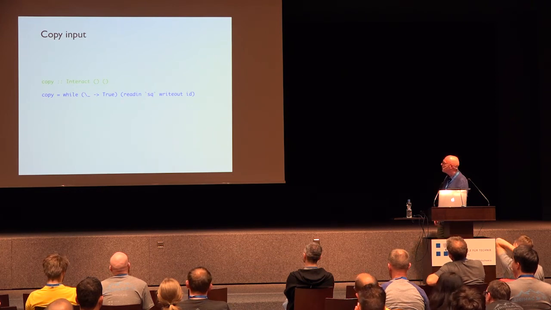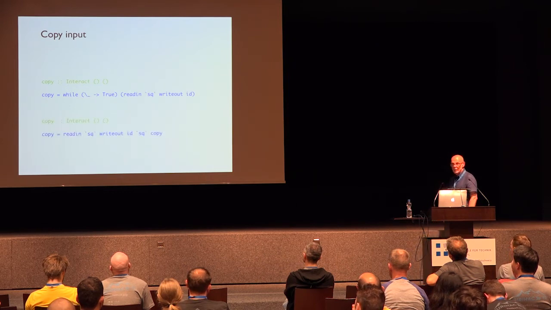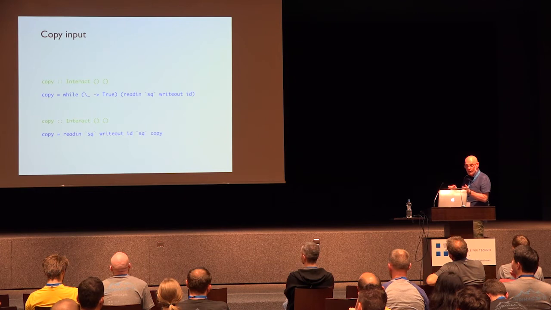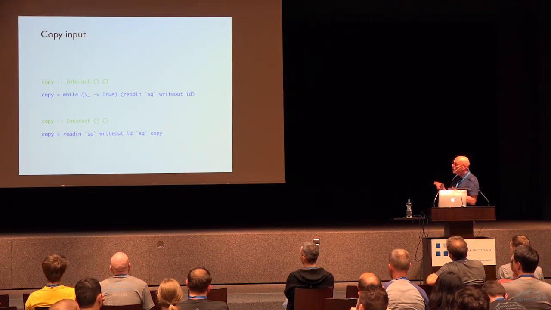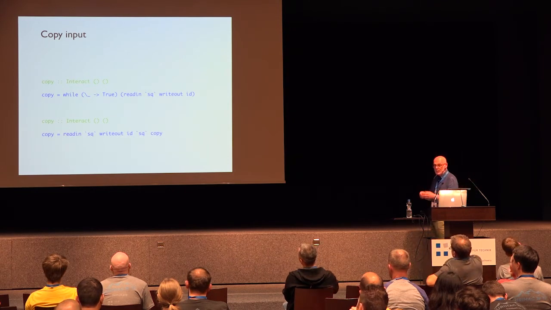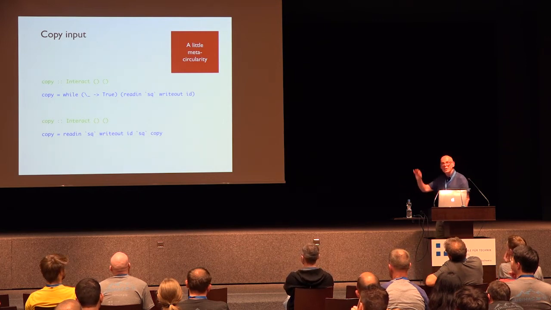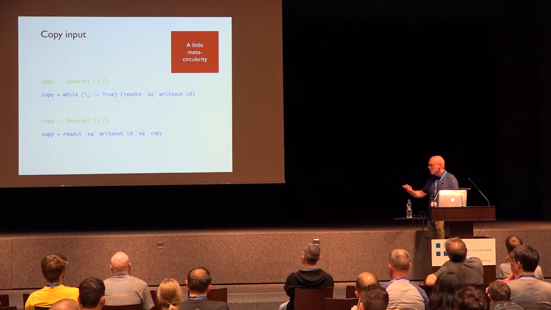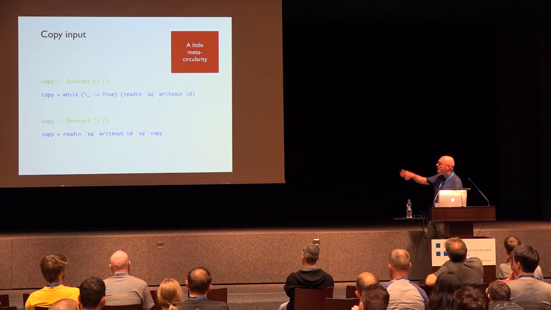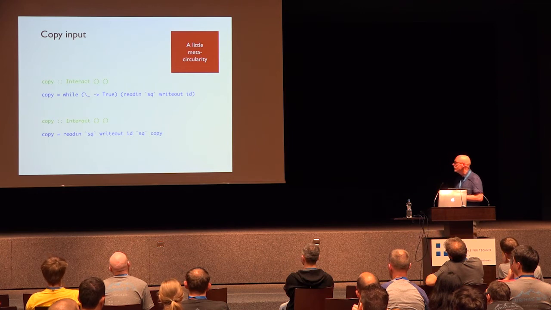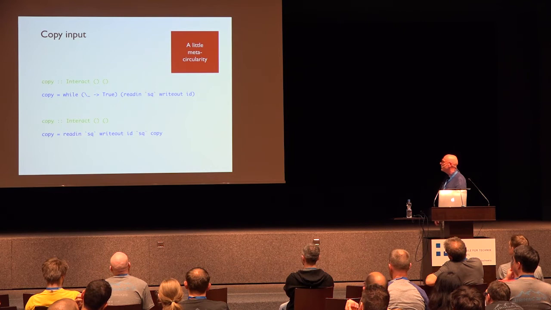There's an alternative, though. We could write it recursively, using recursion. So we could be somewhat meta-circular, if you like. We can have a little meta-circularity. We can use recursion in Haskell to give us that repeated behavior. Or we can just say, here's an outright definition of copy as an interaction. So there's that. This model supports those different ways of dealing with things.